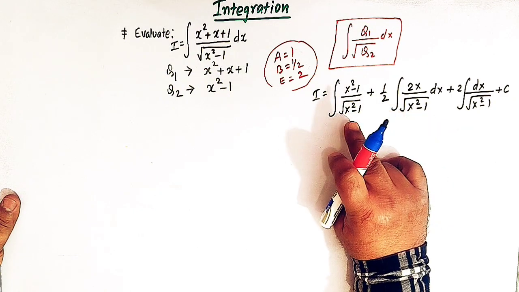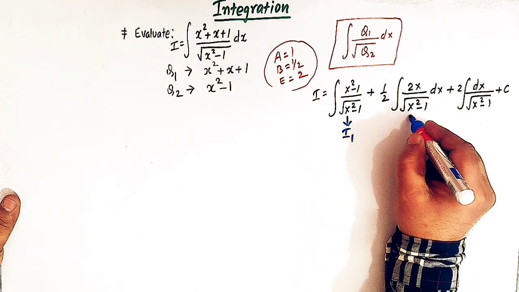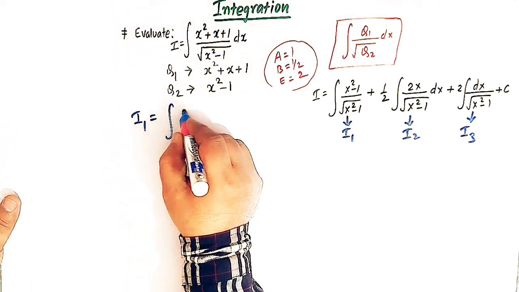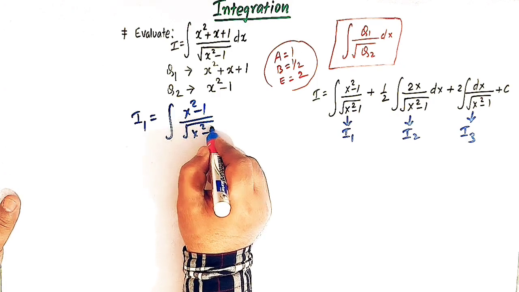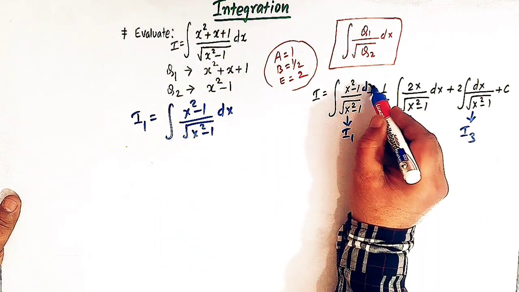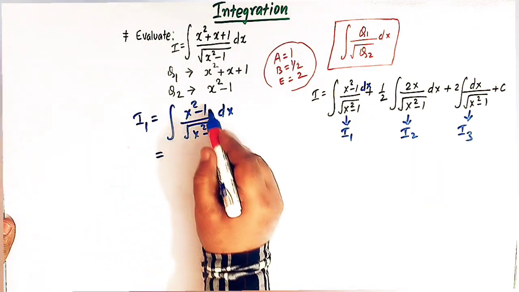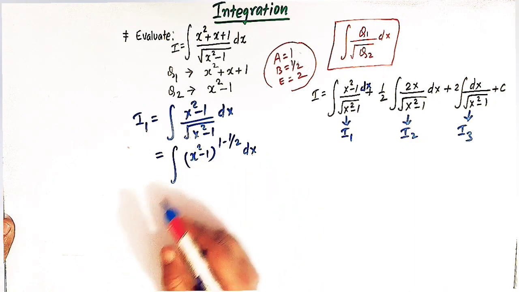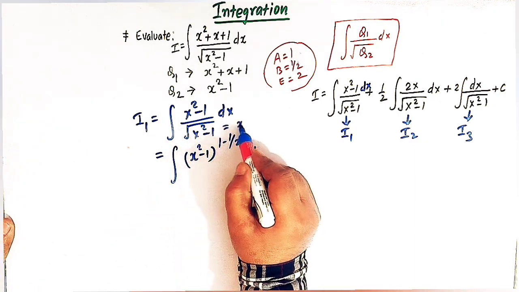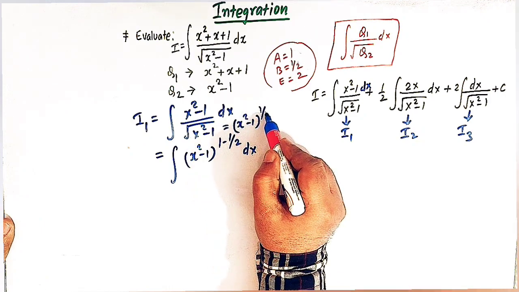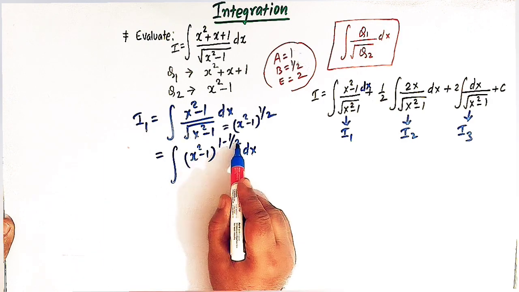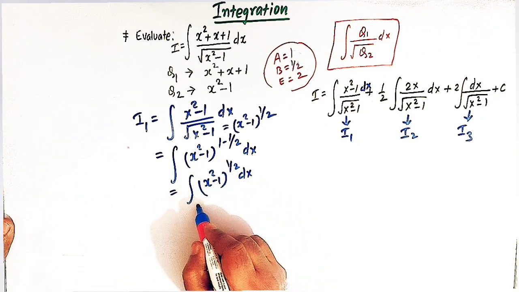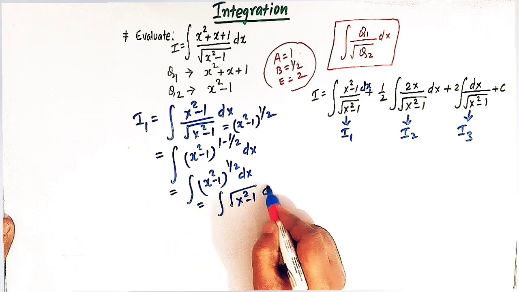So now let us calculate the values of these three integrals. Let us call them I1, I2, and I3. I1 is the integral of x square minus 1 over square root of x square minus 1 dx. We can write this integrand as x square minus 1 raised to 1 minus half, because the square root of x square minus 1 can be written as x square minus 1 raised to half. Subtracting the exponents, we have the integral of x square minus 1 raised to half dx, which can also be written as the square root of x square minus 1 dx.